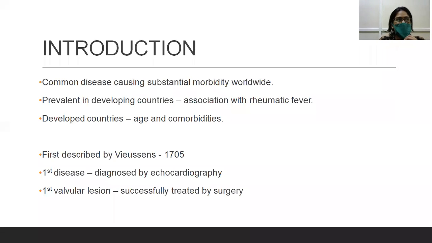However, it's also prevalent among developed countries, that is Western countries, the richer countries. Okay, so there you see mitral stenosis as a result of age and comorbidities like hypertension and coronary artery disease. Okay, older people will also have degeneration. They'll have valvular degeneration, valvular calcific degeneration, as a result of which they may develop mitral stenosis.